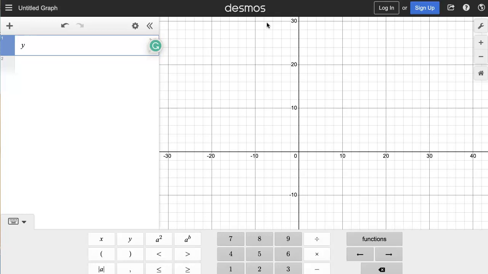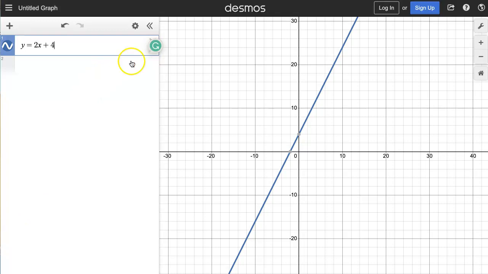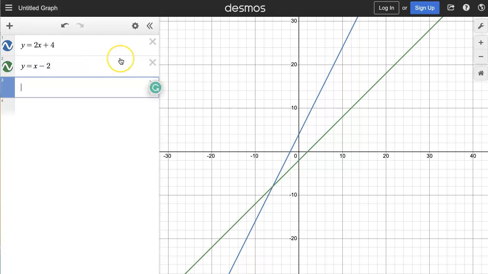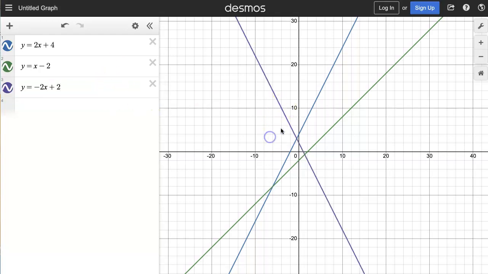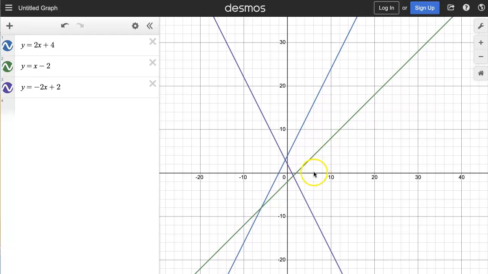So first I'll just write a formula. Students can use this if it's on a worksheet or something like that, and it gives them a visual representation of what it looks like. So I'll write down three equations. Okay, so there students can see what these three lines look like, where they intersect, and all sorts of things.